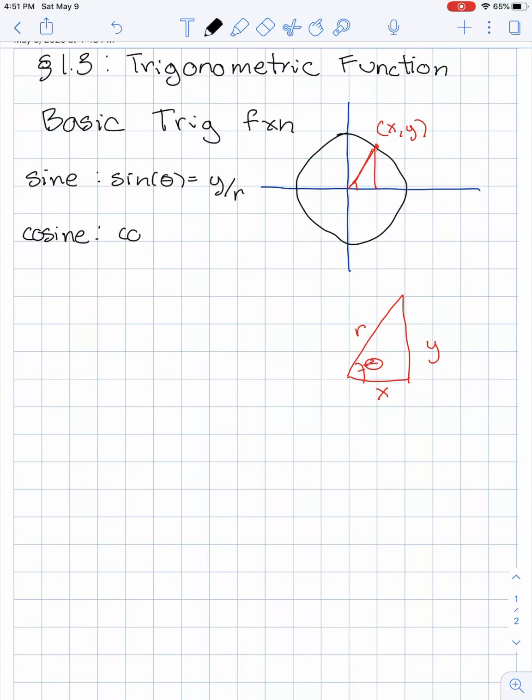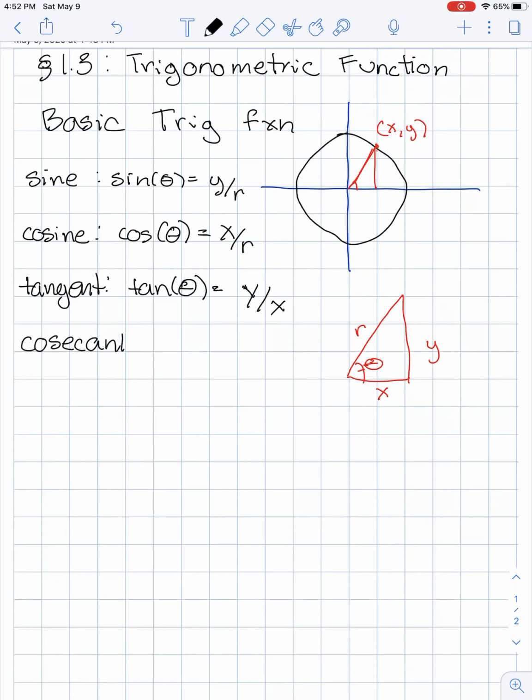Cosine, we write cos of theta. That's going to equal adjacent over hypotenuse, or x over r. Tangent, it's going to be tan theta, and that's opposite over adjacent, the TOA part of SOHCAHTOA, so that's y divided by x. Those are your basic 3, and then they have some siblings that come along with them.